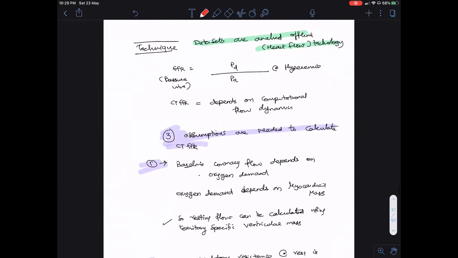So what is the technique? Right now, the problem with the CT FFR is that the data sets we get from a routine CT have to actually be sent to a company which does it. There's one company right now which the FDA has approved for CT FFR. It's called HeartFlow, based out of California. So we have to give the data set to those guys in order for them to analyze.